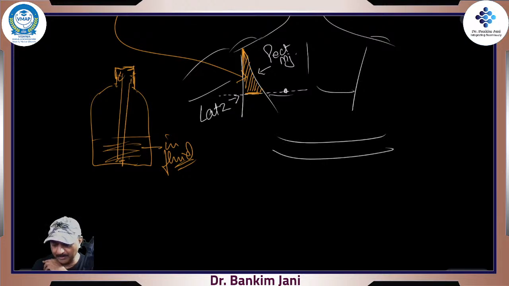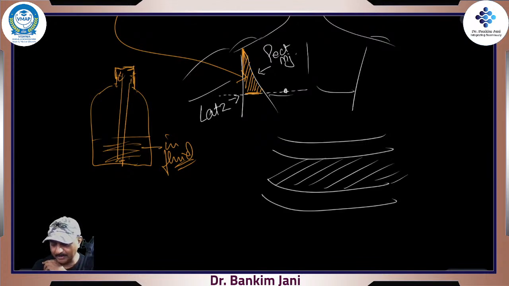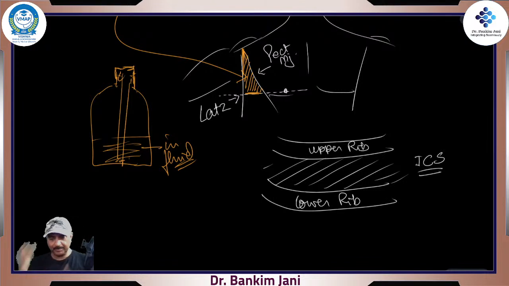here is one rib, here is the second rib, and this one is our intercostal space, ICS. I'll just write upper rib, and over here, the lower rib. Should I keep something in mind, or just make a hole and put the catheter in, done, my work is finished? Should I take care of something? Any idea? Should I, while doing this procedure, take care of something so important?